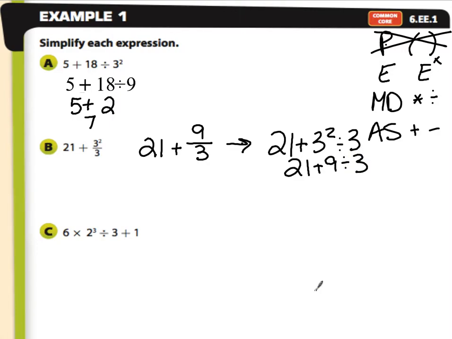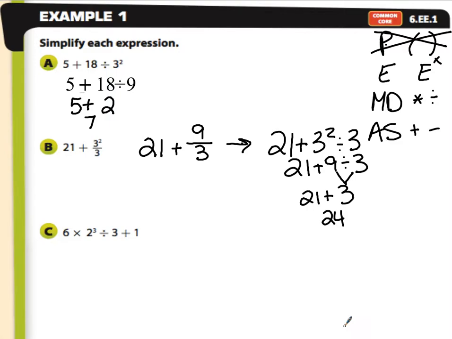Okay, do I have any more exponents? I do not. So I can do multiplication or division. In this case, it's division. 9 divided by 3 is 3. Bring down the plus and the 21. 21 plus 3 is 24. So my answer is 24.